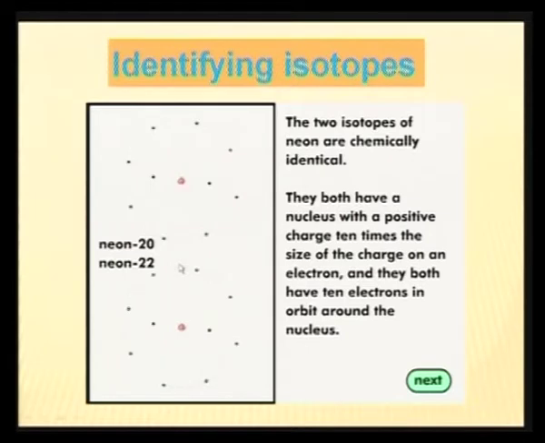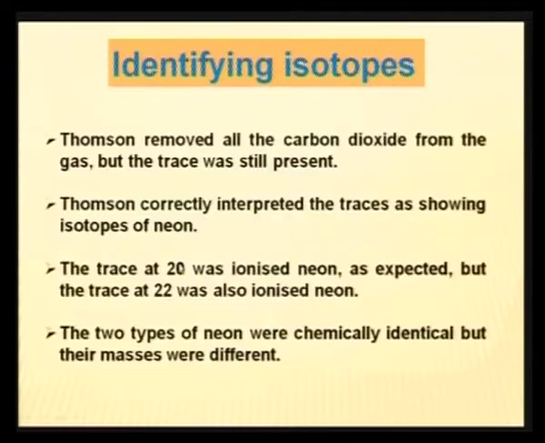Having the same atomic number, the number of electrons will be equal to the number of protons, but the number of neutrons will differ. So the mass number, the weight, will be different.